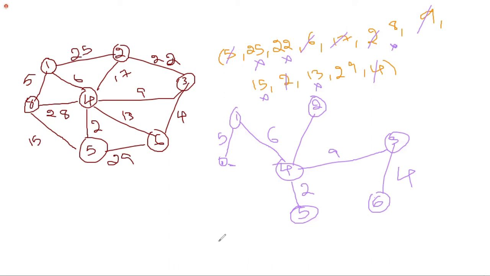Now what is the total here? Tell me. 5 plus 6 is 11. 11 plus what is 4 to 2? It is 17, right? 11 plus 17 is 28. 28 plus 9 is 37. 37 plus 2 is 39. 39 plus 4 is 43.